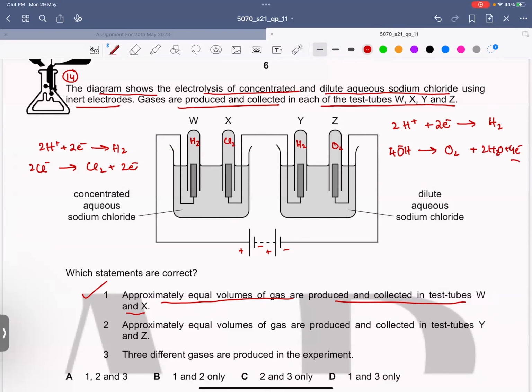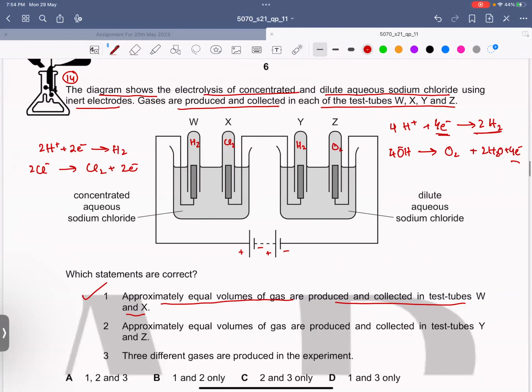So if there are 4 moles there and we have 2 moles here, to turn it into 4, I have to multiply the above equation by 2, so it gives me 4 and 2. So see, when both have equal moles, 2 moles of hydrogen is being formed and 1 mole of oxygen is being formed. So in Y and Z, there are no equal moles, so the volume of the gas collected is also not equal.